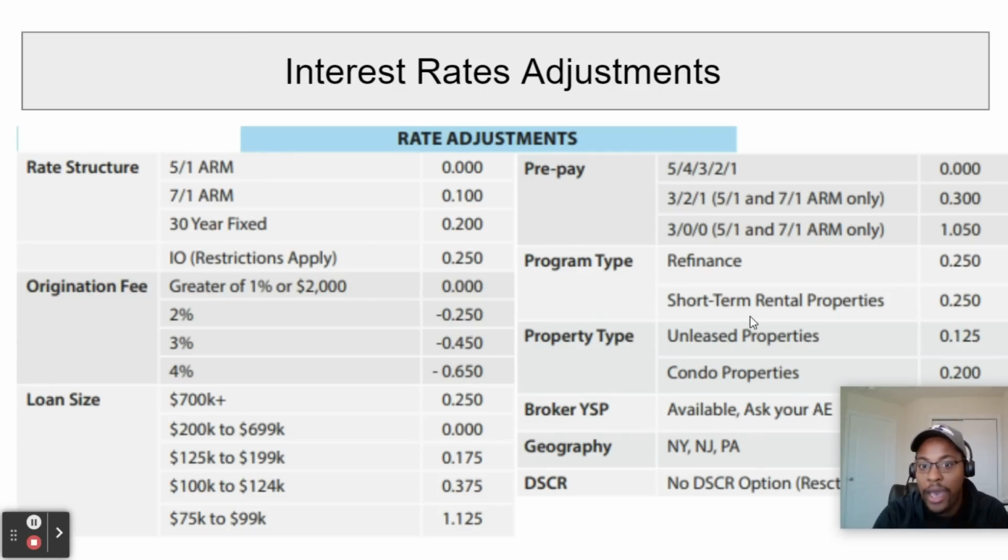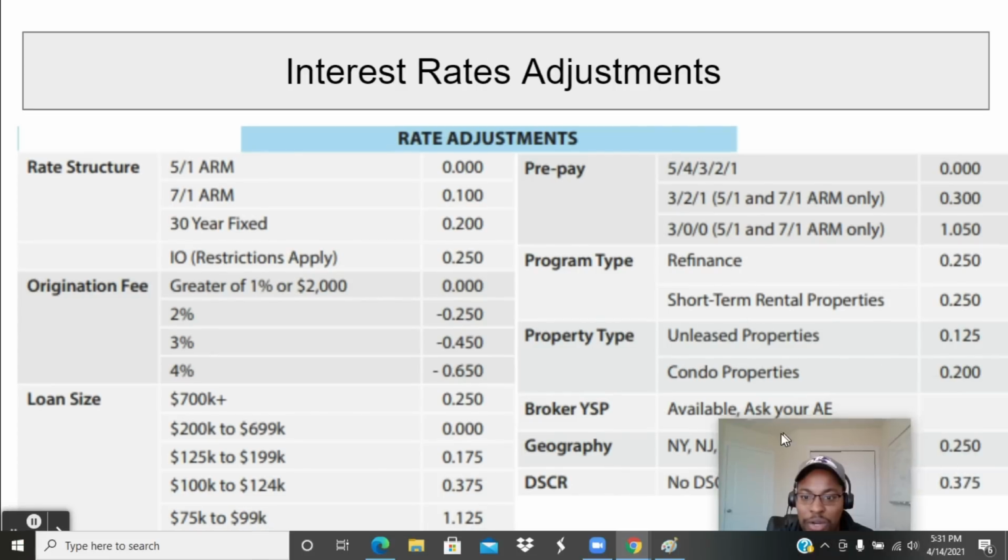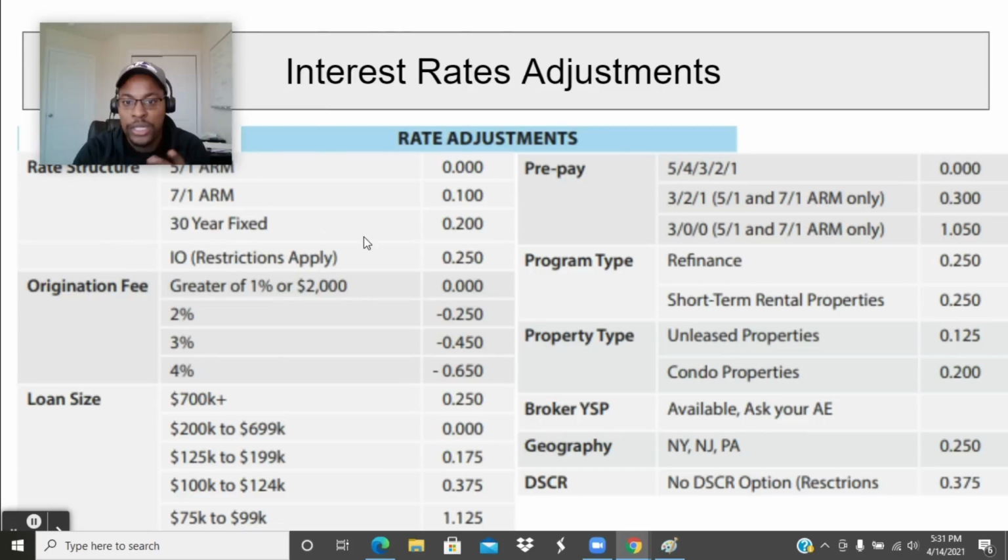So they also have other types of interest rate adjustments. I'm not going to get into all of these. Some of the other ones include the program type, whether it's a refinance, short-term rental property versus a long-term rental property. So a long-term rental property would be like someone who signs a year lease or a 2-year lease. A short-term rental property would be like an Airbnb or something like that.